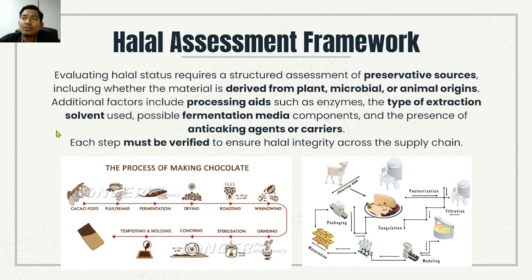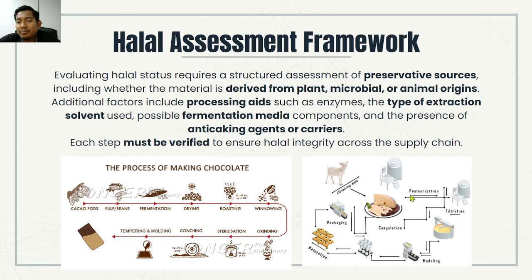So basically, most of our preservatives nowadays come from different types of sources. For example, plant, microbes, and animal. If it is from plant, we must also consider the extraction process. Is it using permitted or halal ingredients or not? For example, in making chocolate, the critical part is maybe during the fermentation. Is it mixed with any non-halal ingredient, or even during roasting? Even if it is just chocolate, we have to ensure that along the process, the ingredients used are halal.